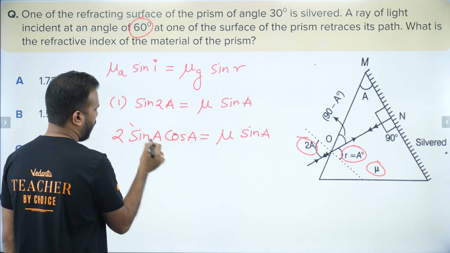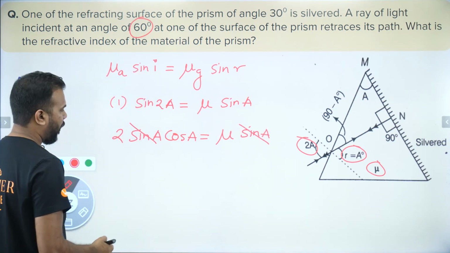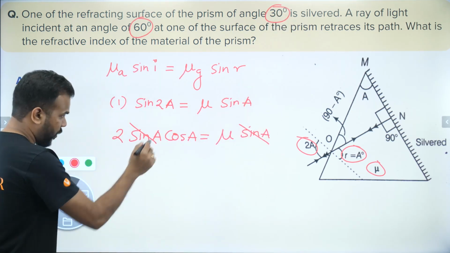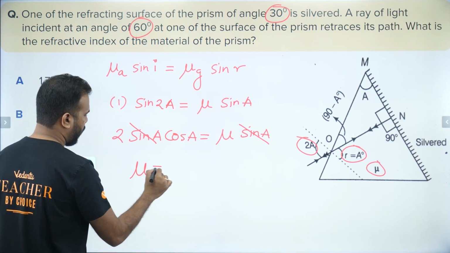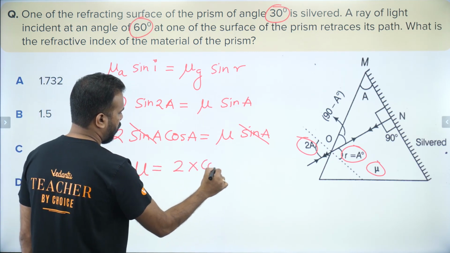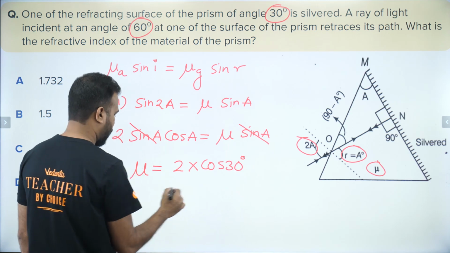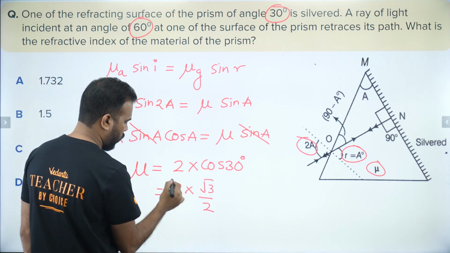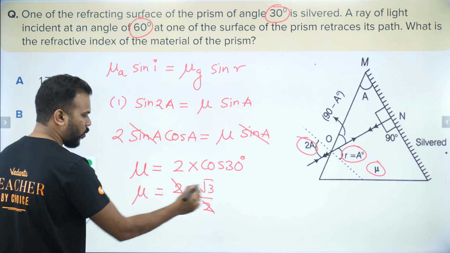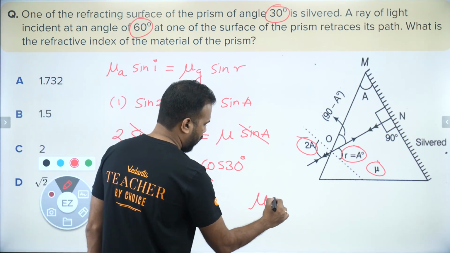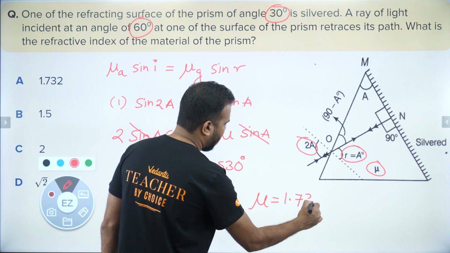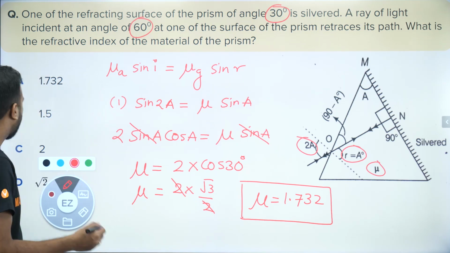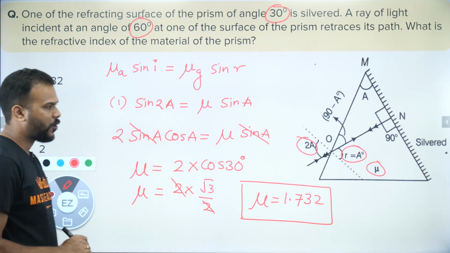Now what do you see here, sine A gets cancelled, and the value of the angle of prism is given to us as 30 degrees. That means we know the value of A, so mu becomes 2 times cos 30 degrees. Let's put that value. 2 into cos 30, that is root 3 by 2. This cancels, so mu comes out to be root 3, or we can say mu will be equal to 1.732. Okay guys, so the answer to this question comes out to be option A.